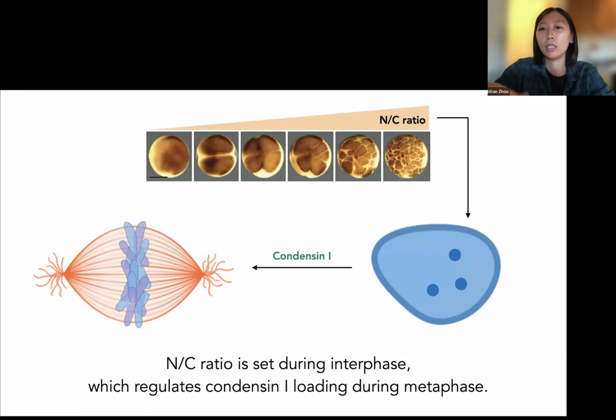So when we go back to this model, what we think is happening is that this NC ratio cue is being set during interphase. And we actually don't really know what that cue is yet. I tried pretty hard to figure it out, but that's something for the future. But whatever it is, it's being set during interphase, and then it's being read out during metaphase through decreased condensin 1 loading over developmental time.